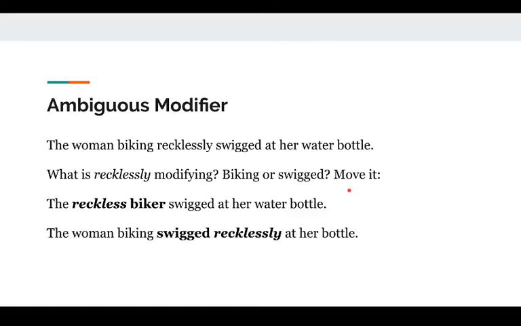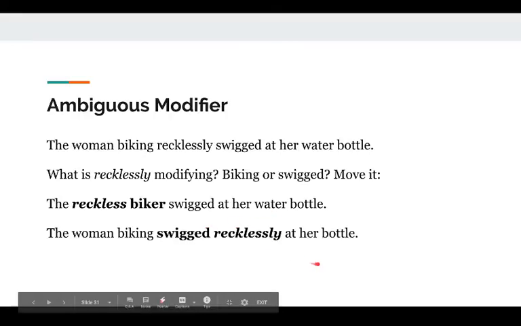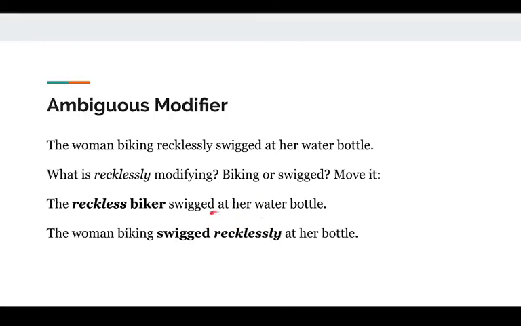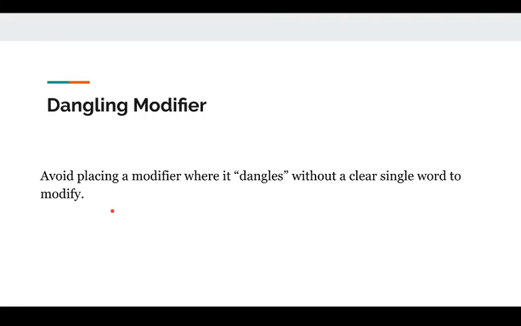So if we move the word "recklessly," we have a clear sentence and we know what it's modifying. So in this first sentence, this is one correct way of fixing this ambiguous modifier. The reckless biker swigged at her water bottle. So we know that the biker was the one that's being reckless and she just swigged at her water bottle. And then in the second sentence, the woman biking swigged recklessly at her bottle. Here we know that "recklessly" is modifying "swigged," and the biking is just, there's no modifier here.